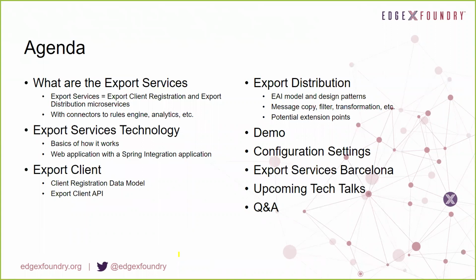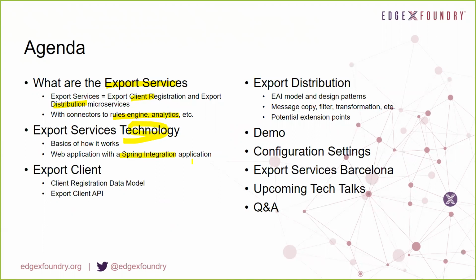So on the agenda today, we'll talk about what exactly export services means. We'll find out that it really is a couple of services, a client service as well as a distribution export service. We'll also find out that this is where the connection to external systems, as well as to things like rules engine and analytics, typically is going to reside in our EdgeX system. We're going to talk about what technology is used to make this set of services work, and what the basics are around it. We're also going to find out that there's a key ingredient to this set of services, something called Spring integration as a technology, and maybe even more generically, something called enterprise application integration. We'll chat a bit about that.